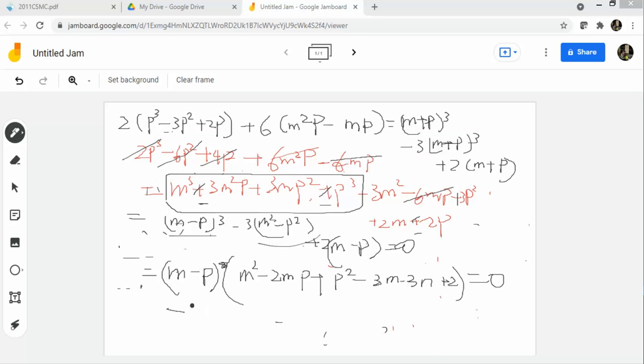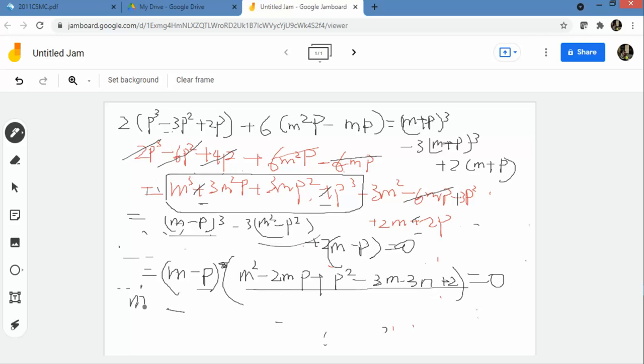Now we need to do case study. So basically this is two solutions. One is this one, one is that one. So first case one will be m equal to 1. M equal to p, sorry, m equal to p, right? M equal to p. So this is 1. M equal to p is always working.